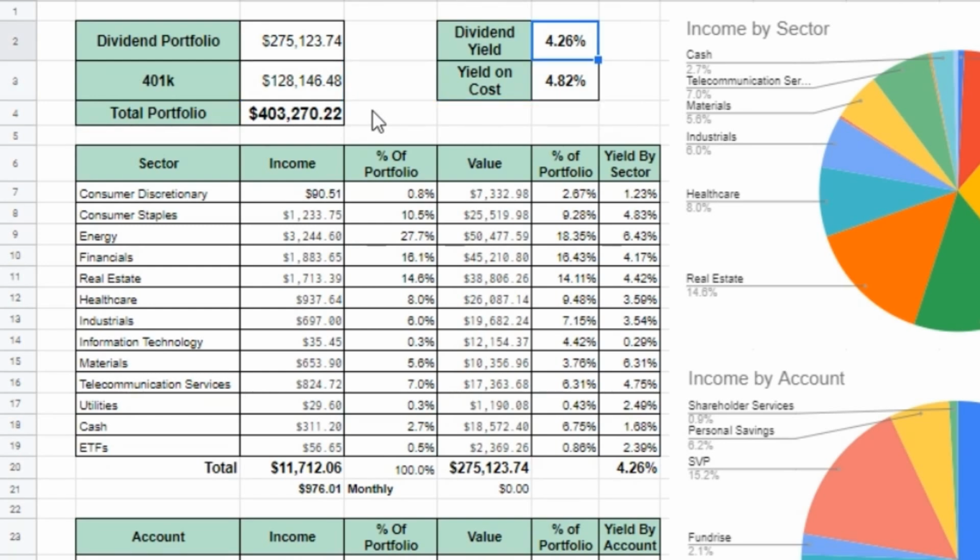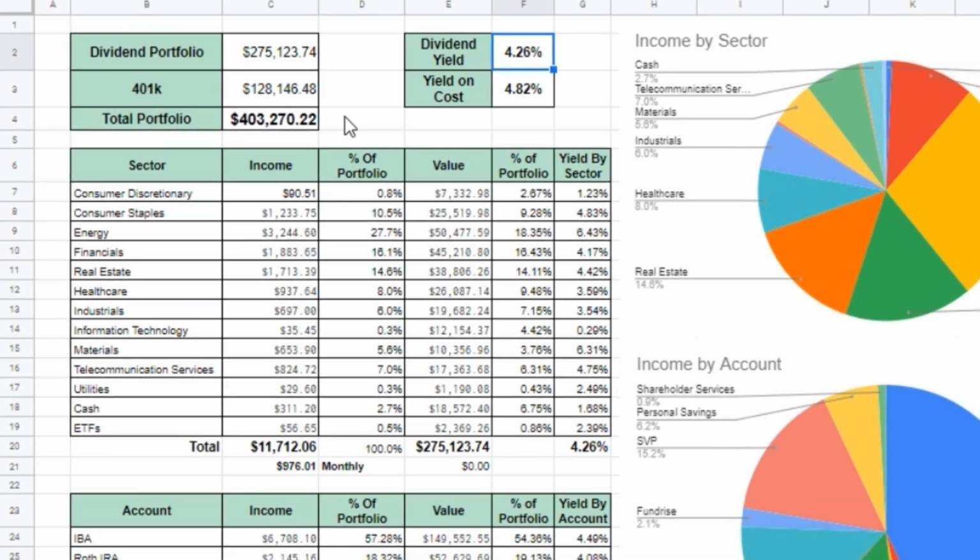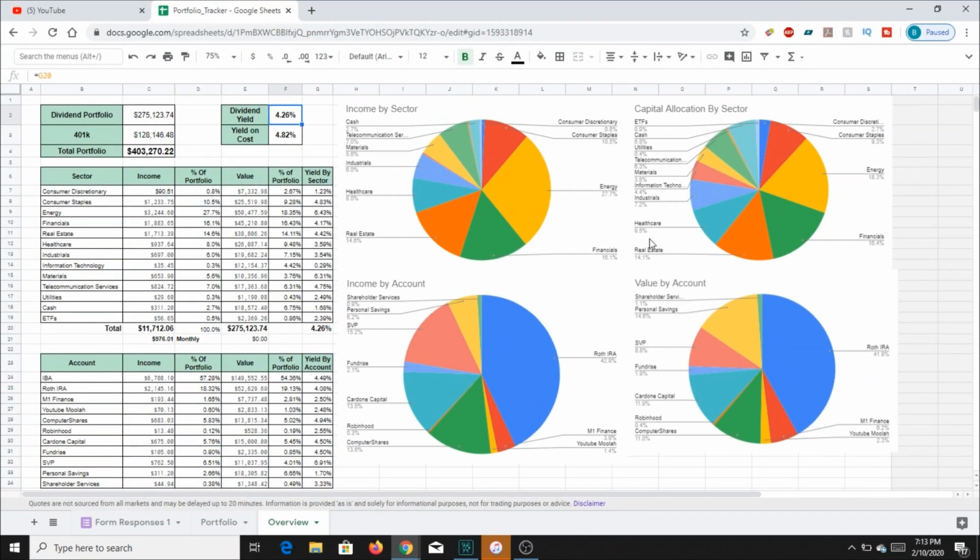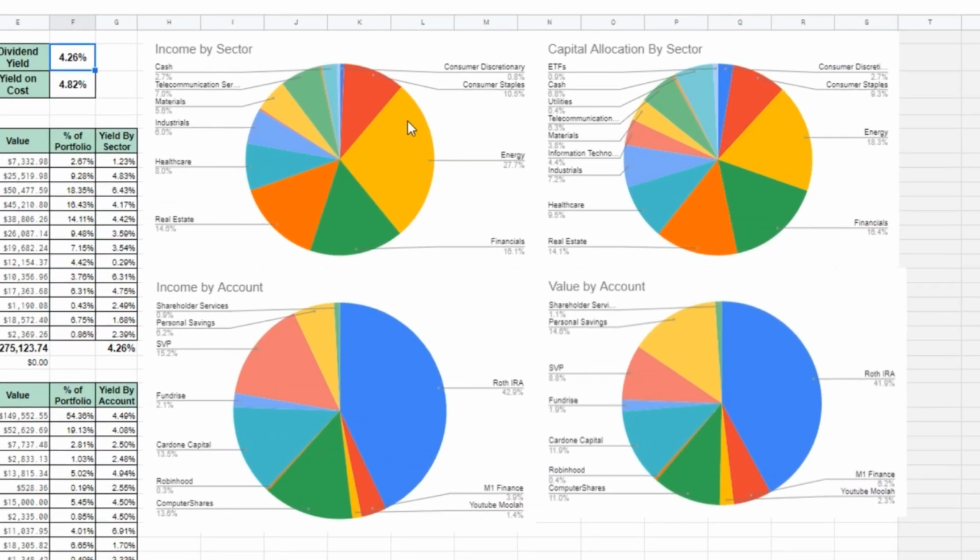So looking specifically at the dividend portfolio, the dividend yield on it is about 4.26%, so just under 4.3% at the moment. Yield on cost, just based off the fact that the portfolio value is beginning to increase comparatively to where I invested, is about 4.8%. So this means that everything I'm invested in has now gone up in value, meaning that the yield at the moment has gone down.